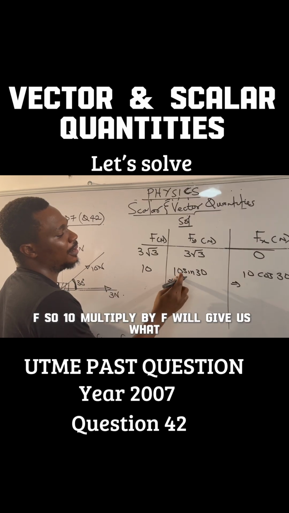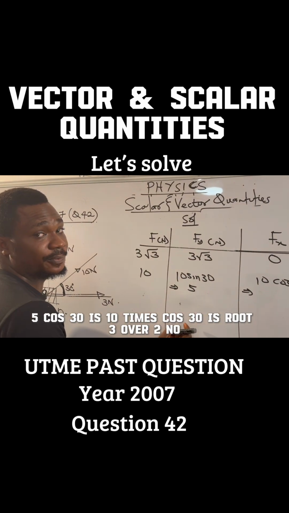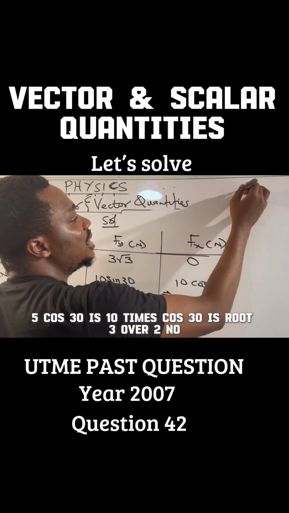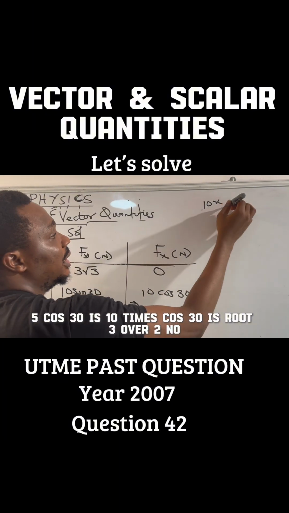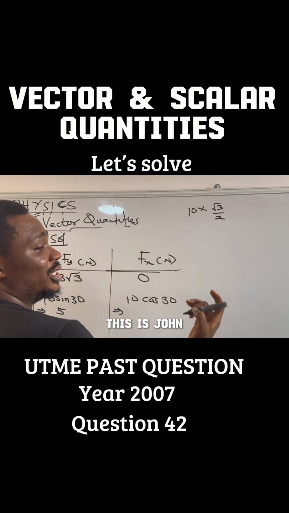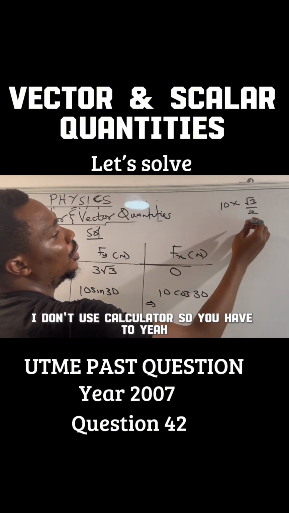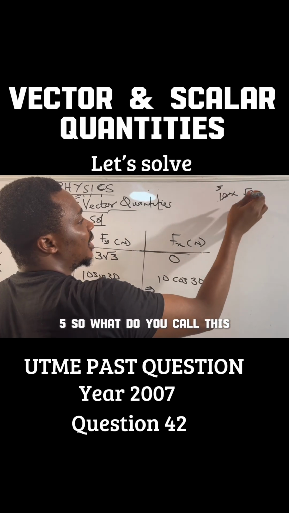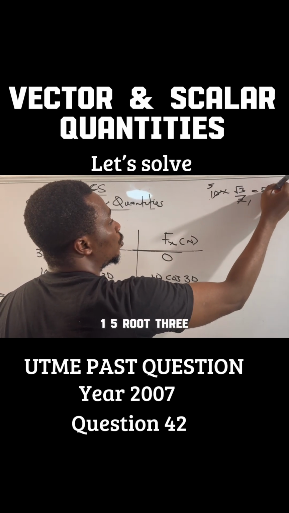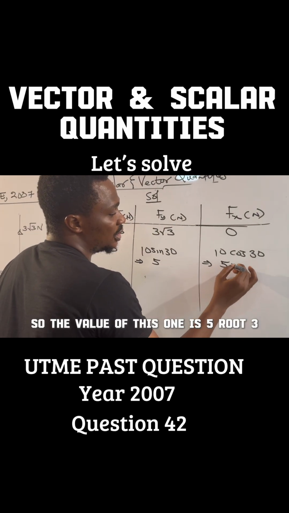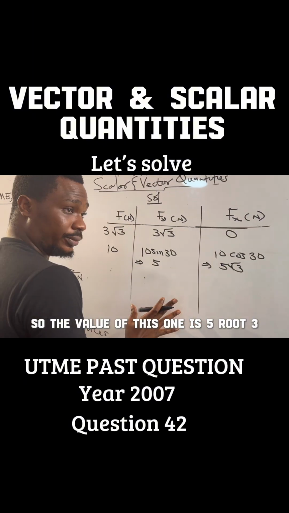So 10 multiplied by half will give us what? 5. Cos 30 is √3 over 2, so 10 times cos 30. You know this is general, I don't use a calculator, so you have to be either 2 here, 1, 2 here is what? 5. So what do we call this one? 5√3. So the value of this one is 5√3.